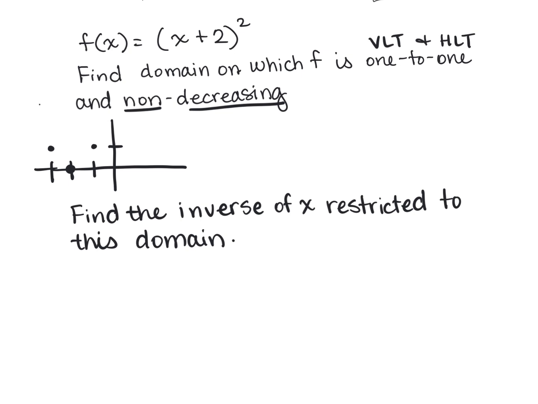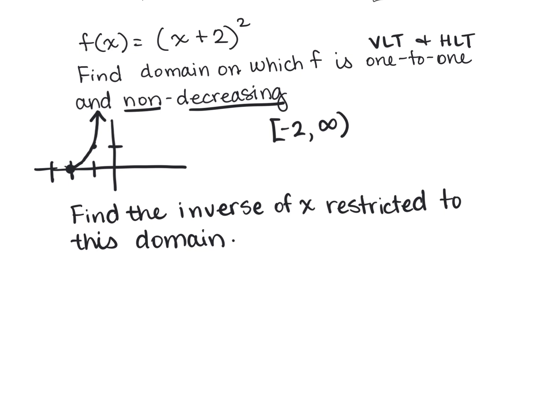If I think about this, as I do that, that's decreasing, so that is not part of my graph. If I look at it going this way, then that is non-decreasing. And if I eliminate the part that I'm saying is decreasing, then this now is 1 to 1 because it passes the vertical and horizontal line test, and it's non-decreasing. So the domain that works, reading left to right, would be from negative 2 to infinity.